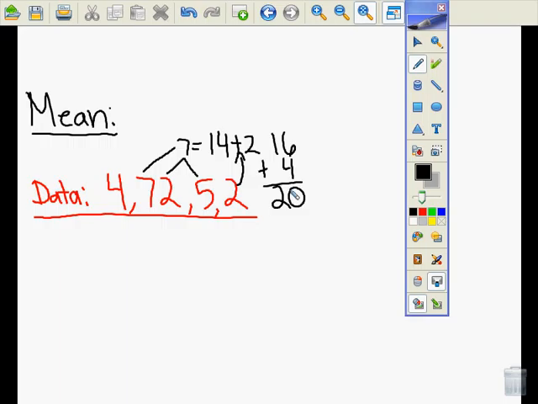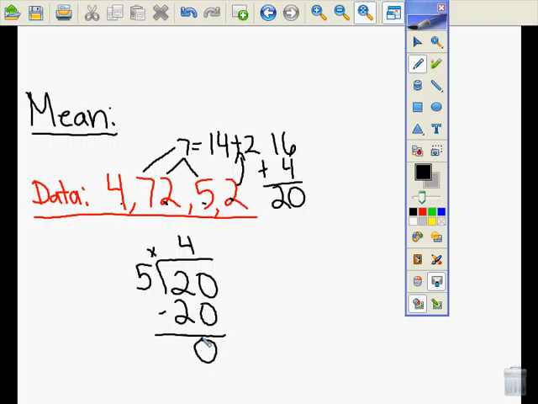And now what I need to do, so I'm going to take my 20 and I'm going to, let me lower that a little bit. And I need to divide that by the number of pieces of data. So I have 1, 2, 3, 4, 5. So I have 5 pieces of data, and I need to say how many times does 5 go into 20. If I count by 5s, 5, 10, 15, 20, that gives me 4 evenly. 20 down here because 4 times 5 is 20. Subtract, I get no remainders. So my mean is simply 4.